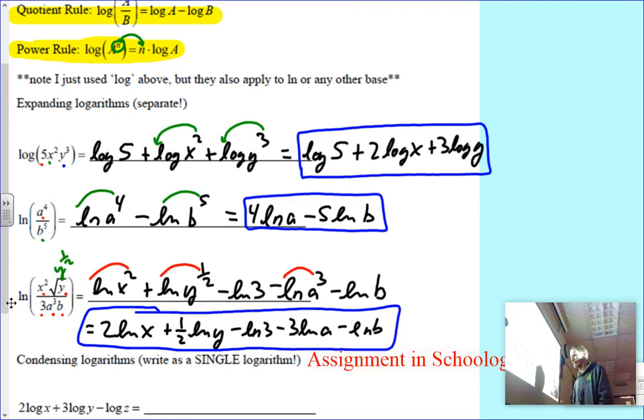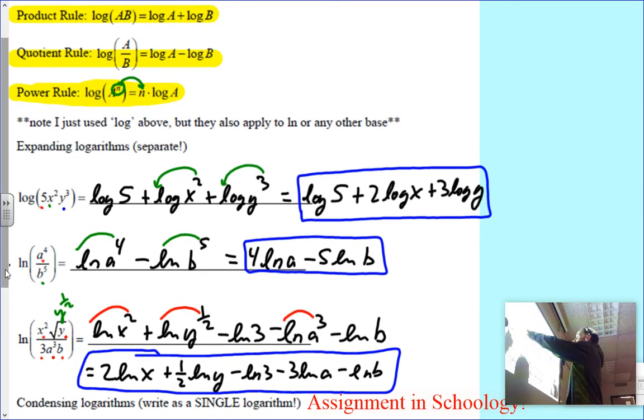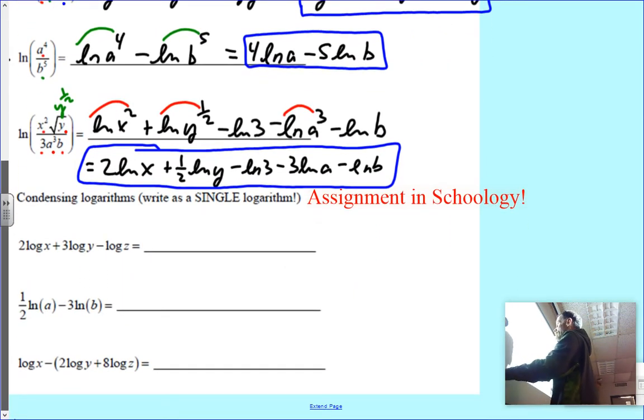So that is what we call expanding logarithms, going the normal, left to right direction of the rules that were up above there. Okay, but now what we're going to do is condense. So now we're basically going to take these rules and go backwards. We're going to have a string, and we want to condense it into a single logarithm. So let's take a look at these.